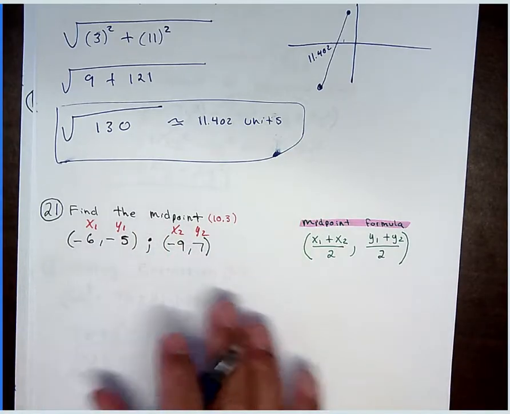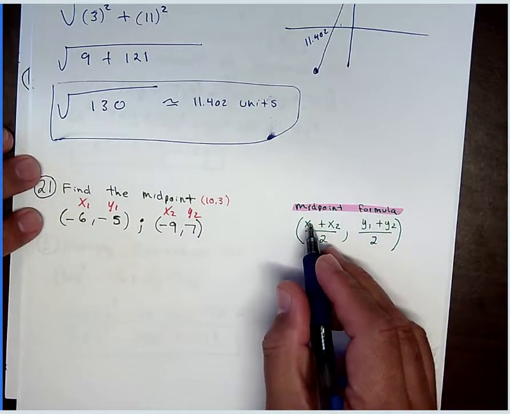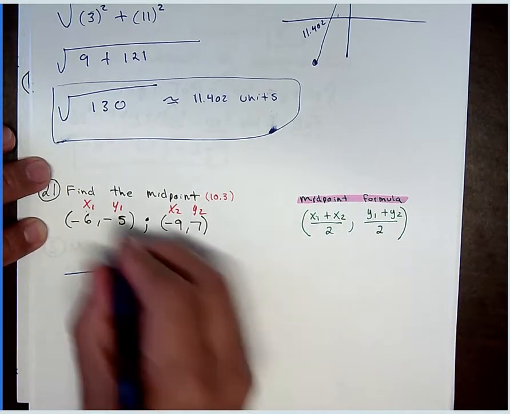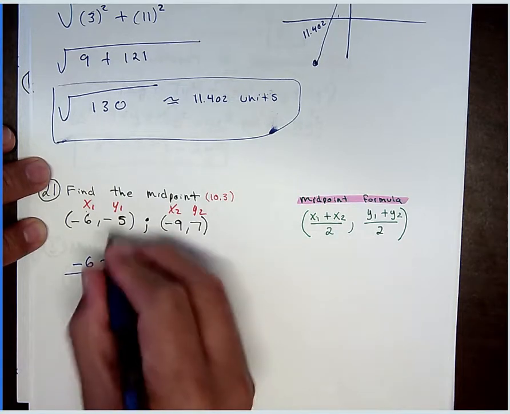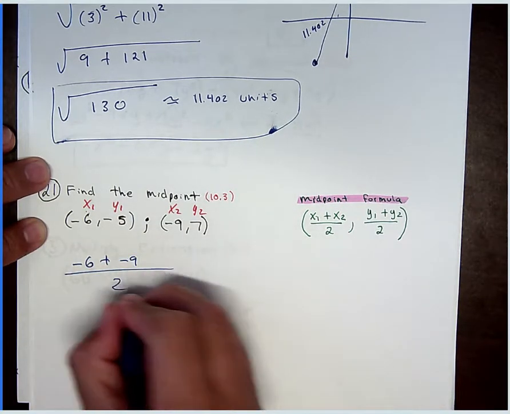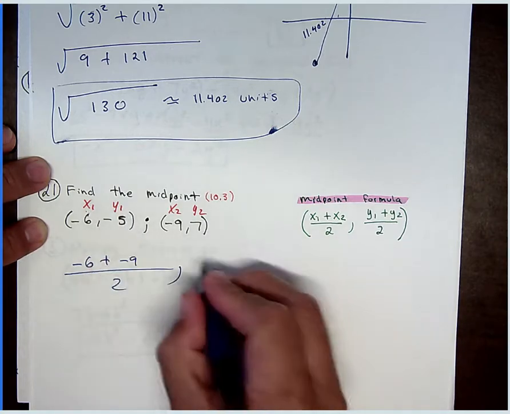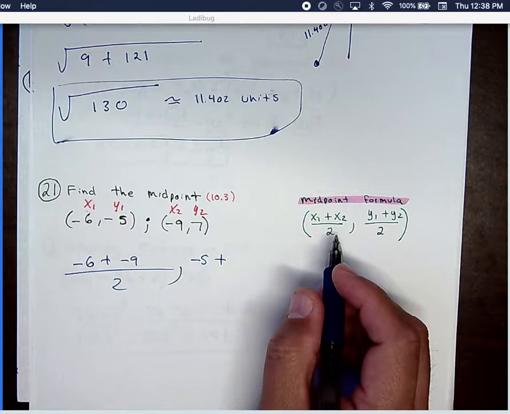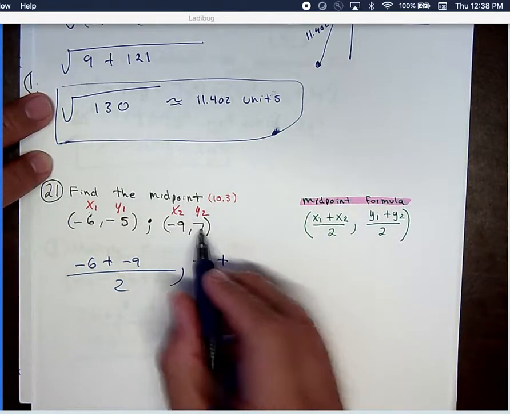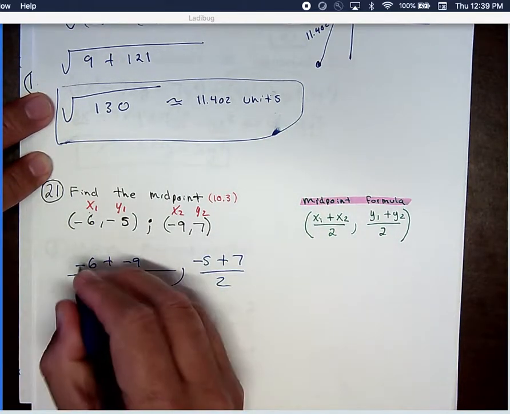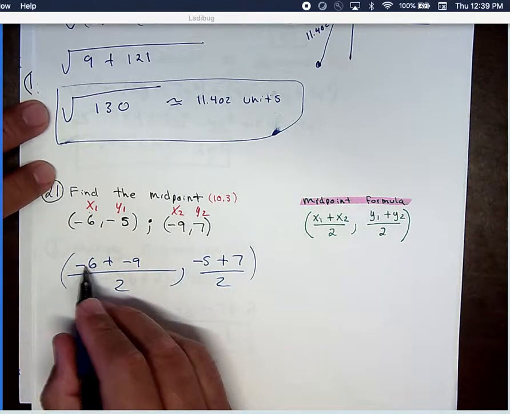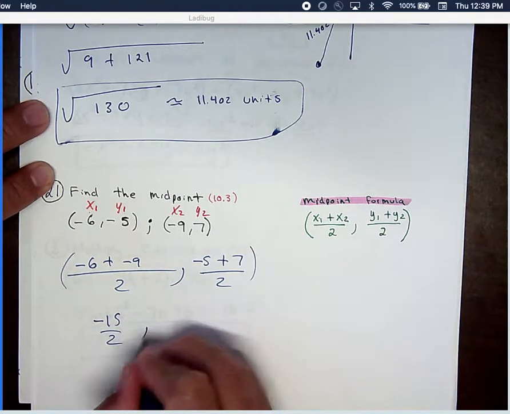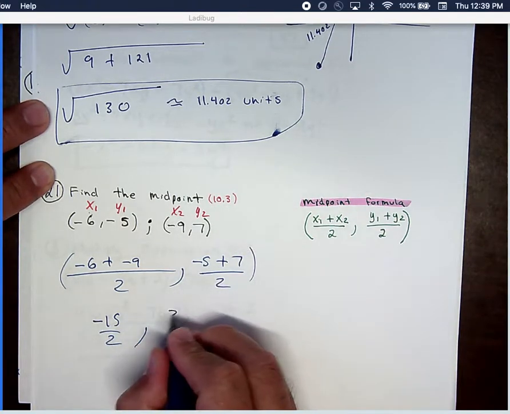Now this one, 21, the last one. So again, let's label. I mean, it's already labeled, so let's substitute. So -6 plus -9 over 2, comma, y1 is -5 plus 7 over 2. So negative 6 and negative 9 is negative 15 over 2. And this one is 2 over 2.